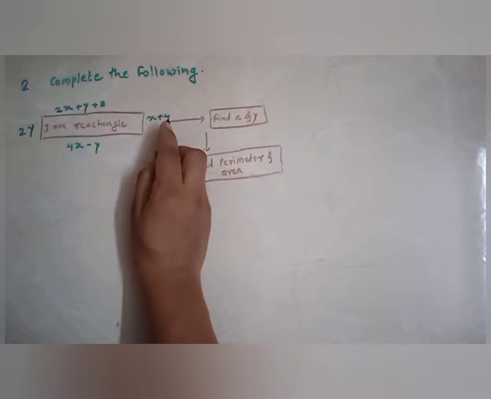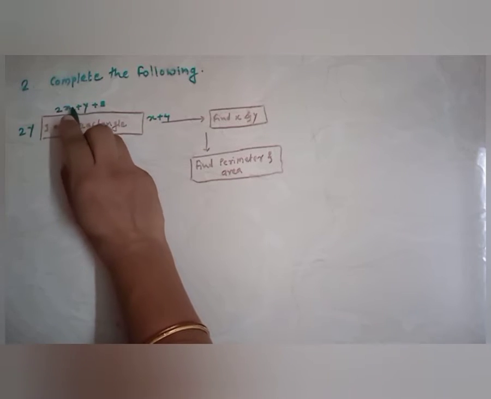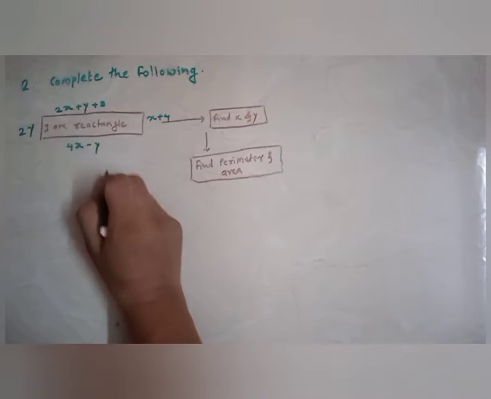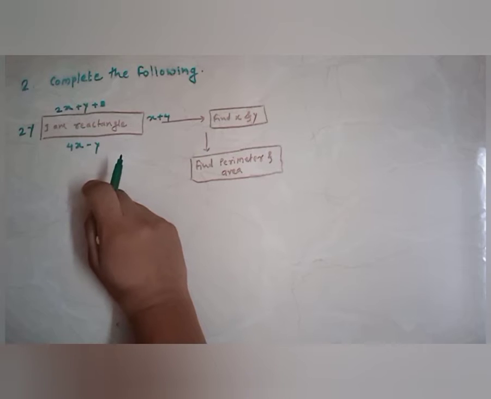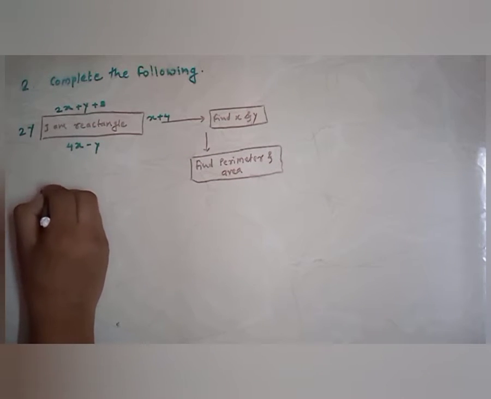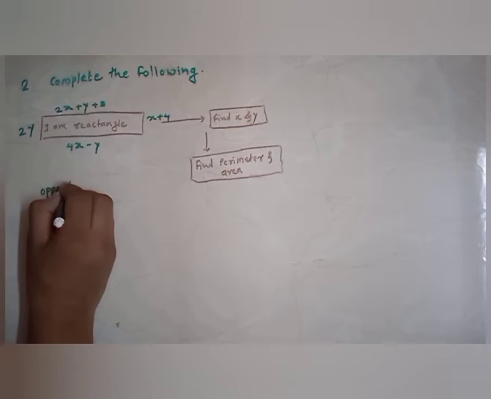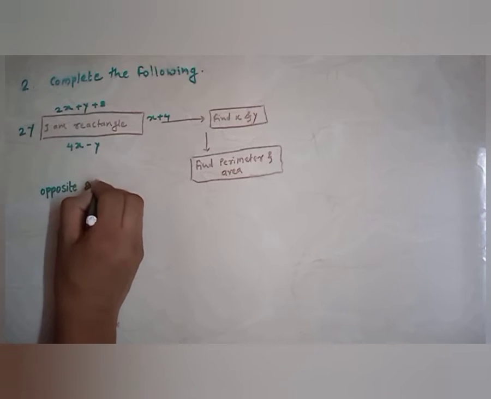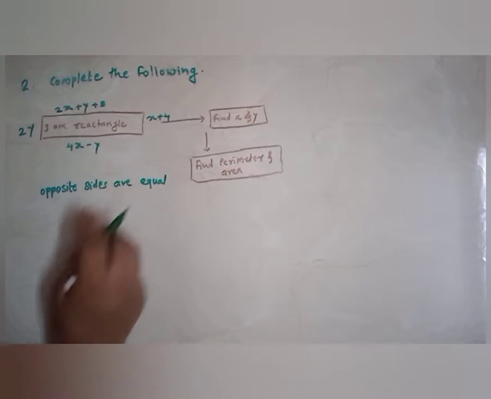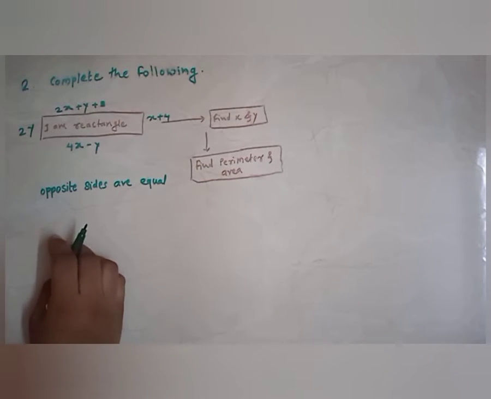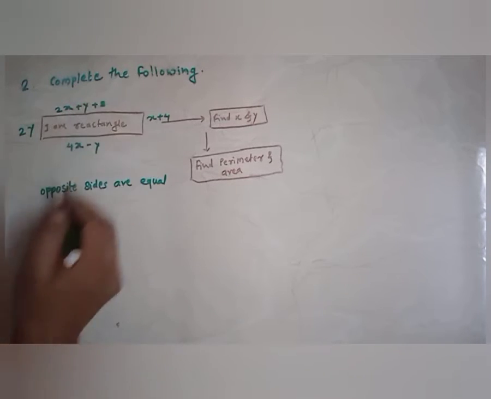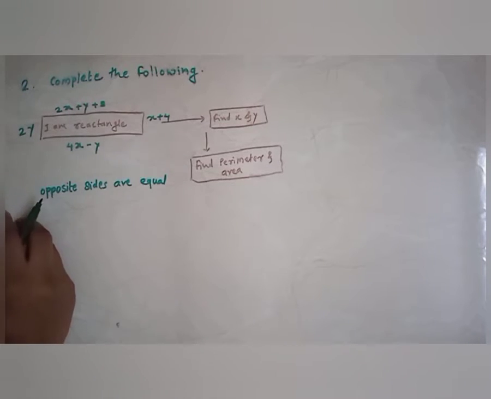So we can take 2y is equal to x plus 4, and 2x plus y plus 8 is equal to 4x minus y, because the opposite sides of a rectangle are the same. So we can write here that opposite sides are equal. We are going to find the equations. We want to find two equations to solve this.